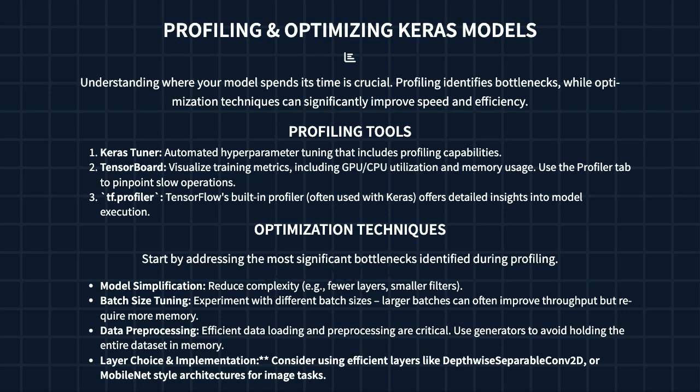This could mean simplifying the model by reducing layers or filter sizes, experimenting with different batch sizes to find the sweet spot for your hardware, making sure your data loading is as fast as possible, maybe using generators to avoid memory issues, and even exploring more efficient layer designs.